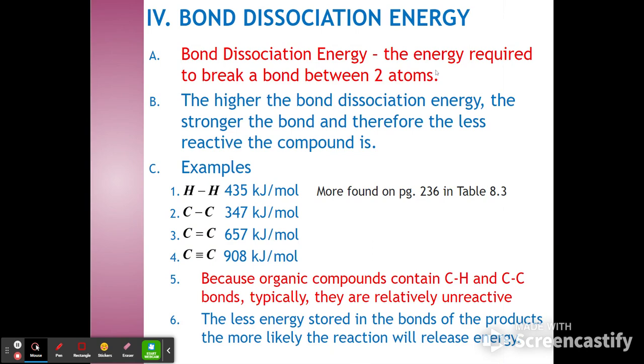So bond dissociation energy is the energy required to break a bond between 2 atoms. The higher the bond dissociation energy, the stronger the bond, therefore the less reactive it is. So some examples. H-H is 435, C-C single bond is 347, C-C double bond is 657. Notice it's not quite double. That's because with every multiple bond you add, the atoms get a little closer together, and the nuclei repel some, so that's why it's just a little less stable than double, or triple if you look at the triple bond.